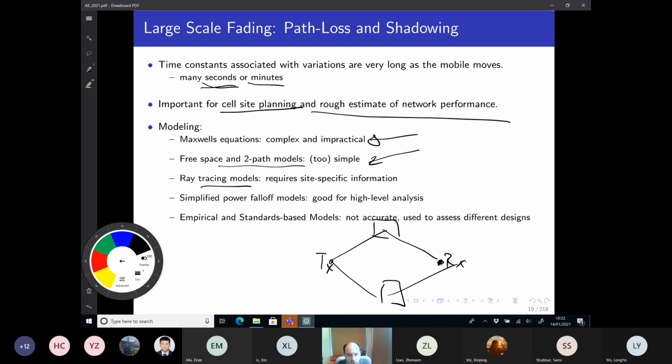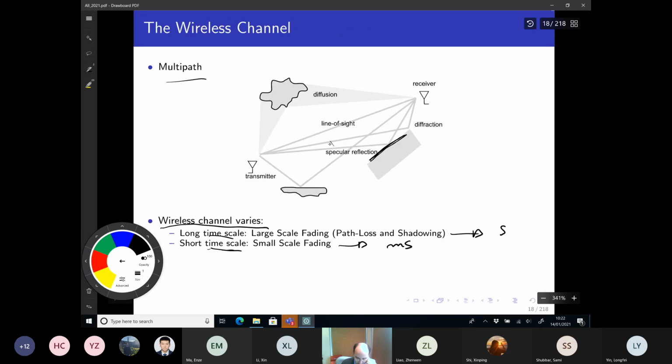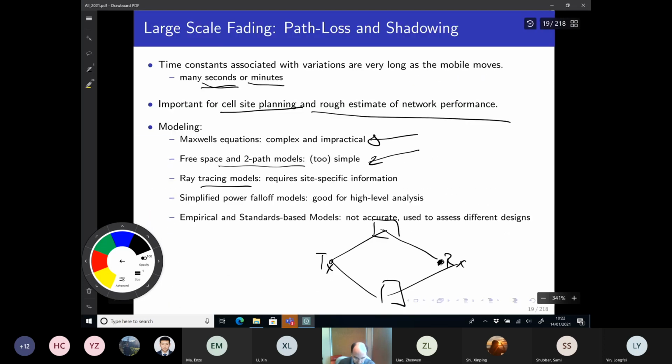Maxwell equation is really looking at the electromagnetic behavior. Here, you try to really trace rays, and it works well when you look at specular reflections first. You can incorporate additional effects like diffractions and diffusion, but then things get quite complicated. But again, same as for Maxwell equation, you require site-specific information. You need to know where the transmitter is located, where the receiver is, where all the buildings are, and so on in order to do that.